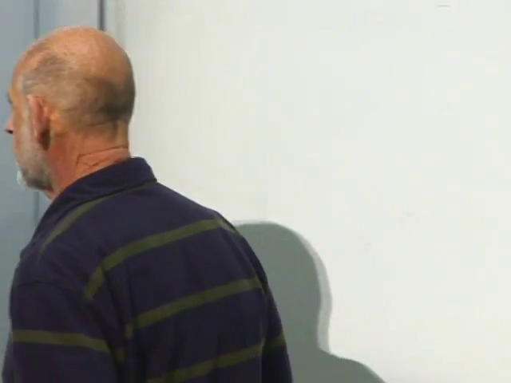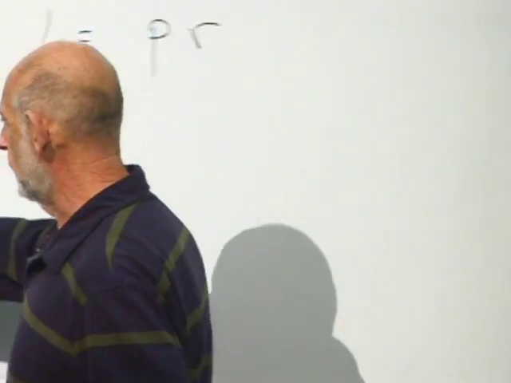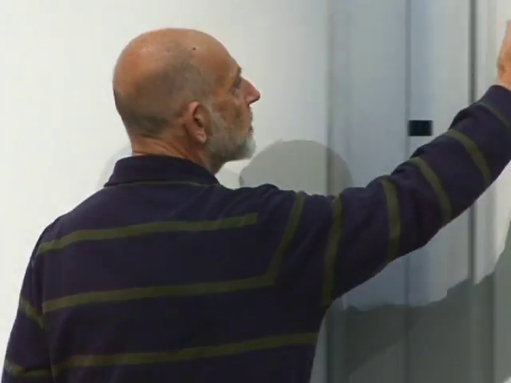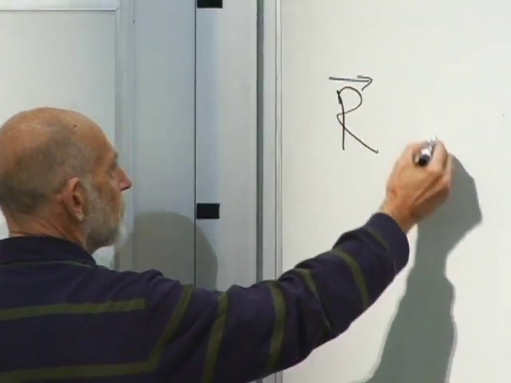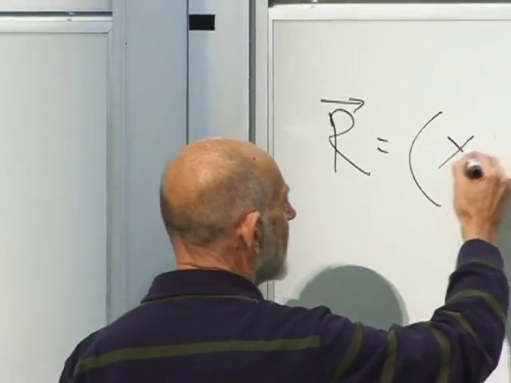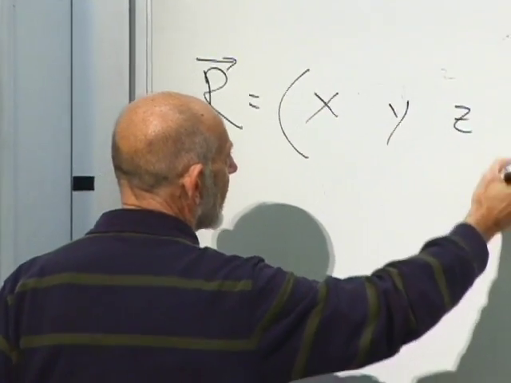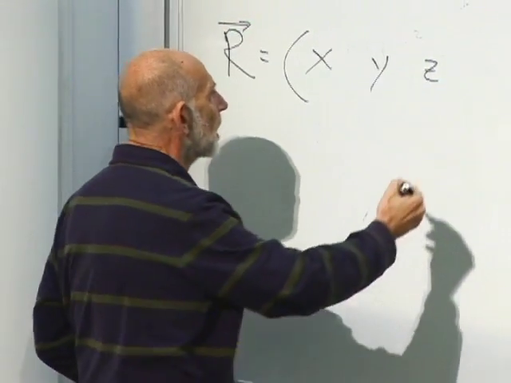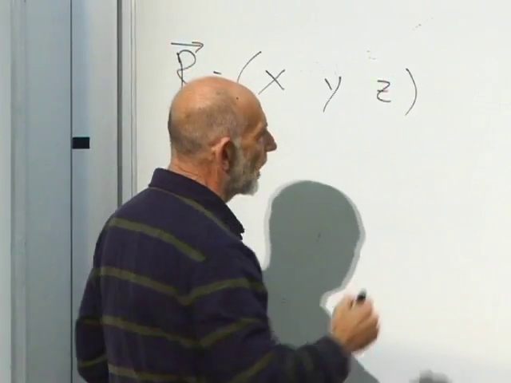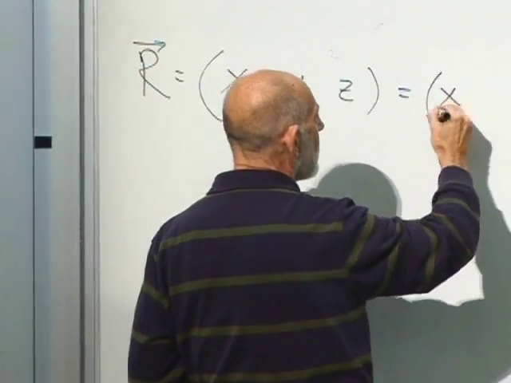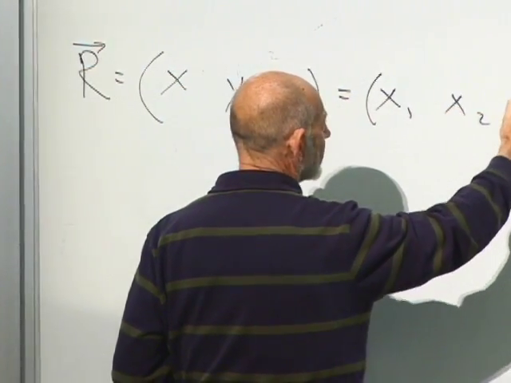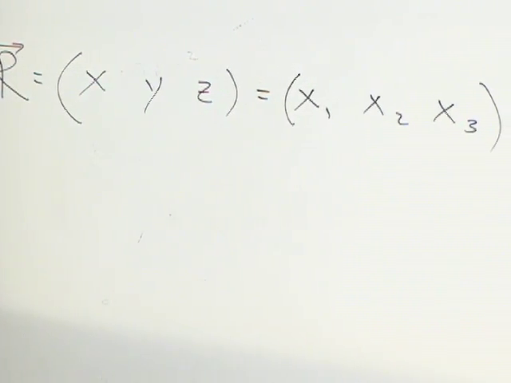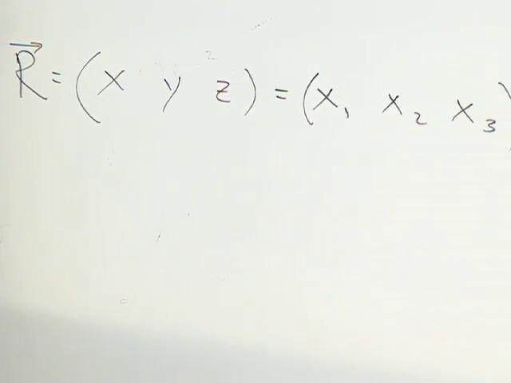So the components of R, this R over here, let's write it over here. The components of R are just x, y, and z. X, y, and z being the coordinates of the position of the particle. And I'm also going to sometimes call them x1, x2, and x3. x3 being z, x2 being y, x1 being x.